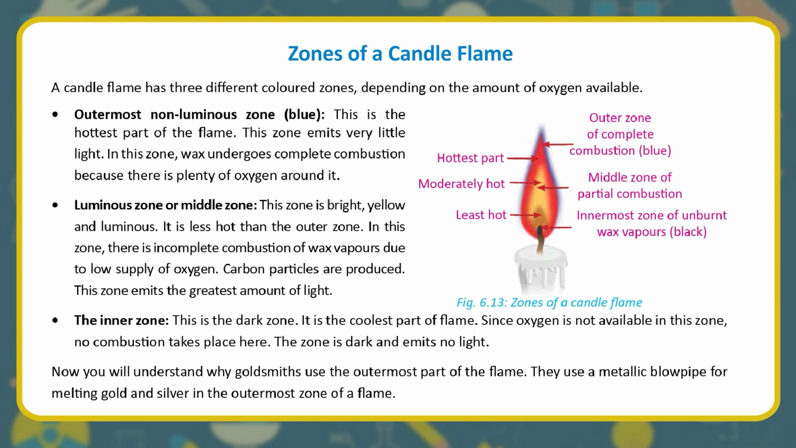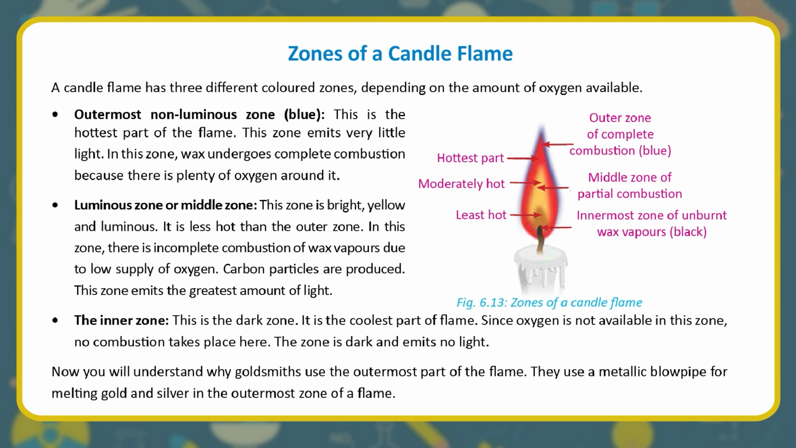A candle flame has 3 different colored zones, depending on the amount of oxygen available. Outermost non-luminous zone, blue. This is the hottest part of the flame. This zone emits very little light. In this zone, wax undergoes complete combustion because there is plenty of oxygen around it.